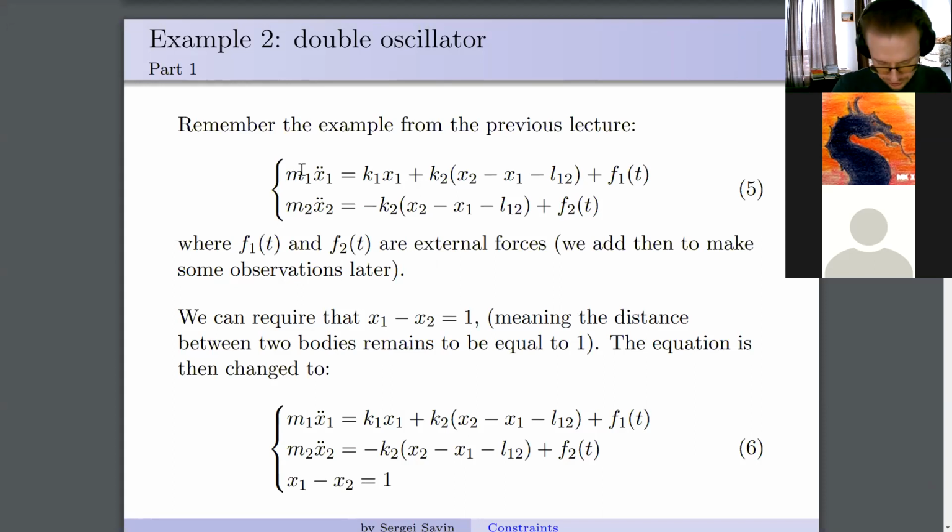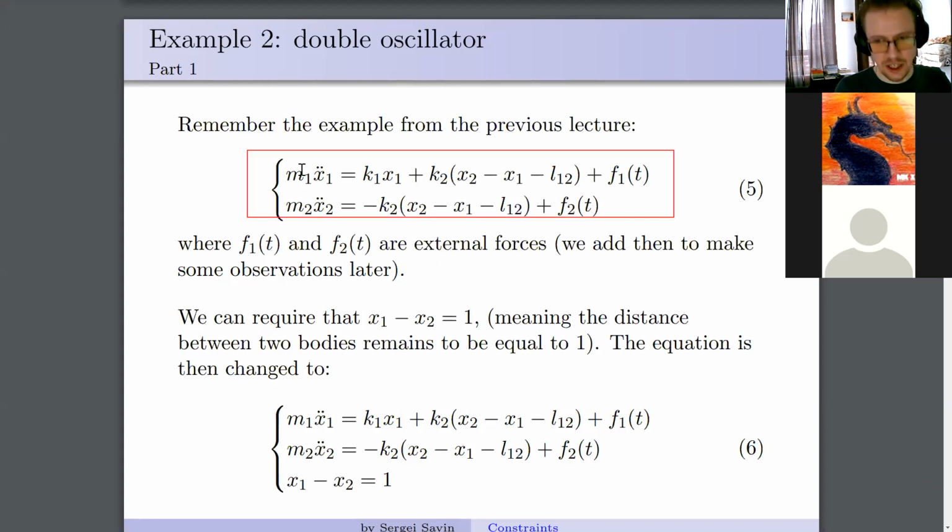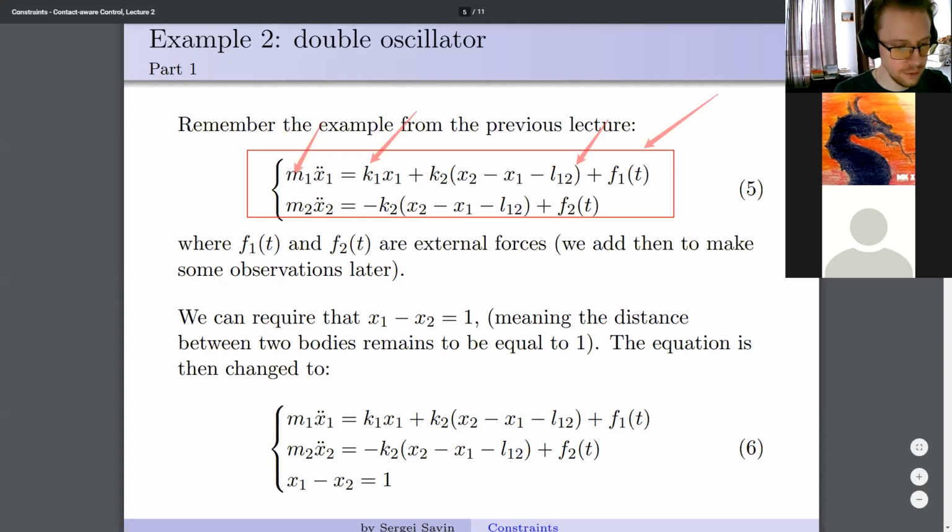Okay, so the double oscillator has the form shown here. That is the dynamics that is given for you. You hopefully remember what those mean. Let me just quickly recap. Those are mass, the stiffness coefficient of the spring. This is the rest length of the spring. But now we introduce external forces, F1 and F2. Okay. Good.